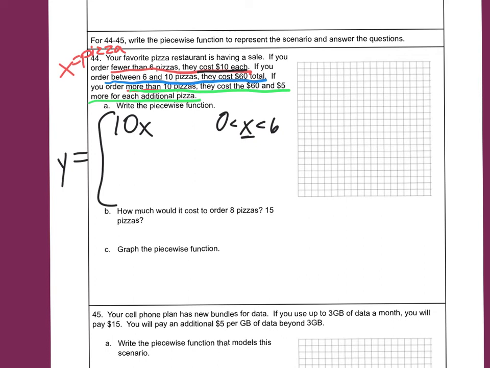And then we've got when x is between 6 and 10. So we said the first one was fewer than 6, and now we're saying between 6 and 10. So technically, this is including 6 and 10. Okay, so if you ordered 6 or you ordered 10, it's going to be included in this piece. So that's why I'm going to use less than or equal to signs and greater than or equal to. I'm not going to use just less than and greater than. Okay, they cost $60 total.